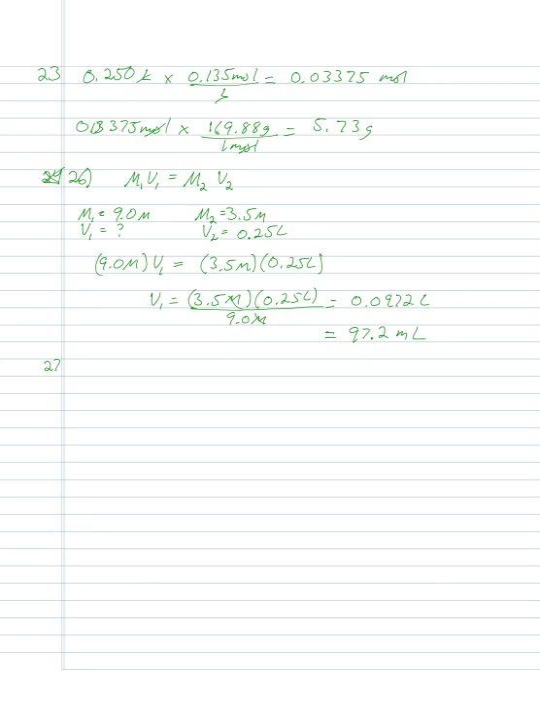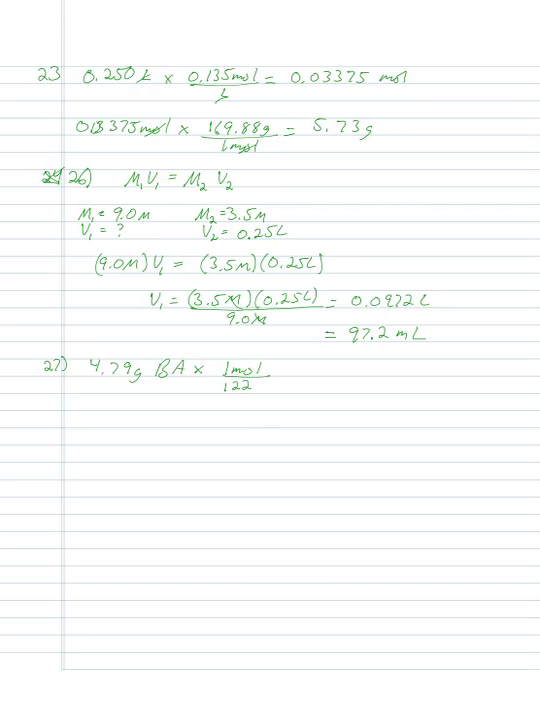So let's look at number 26 then. So we can use this equation where M1 V1 is equal to M2 V2. That's our dilution equation. And so we know what our M1 is. So M1 is equal to 9.0 molar. Our V1 is equal to something we don't know. Our M2 is equal to 3.5.